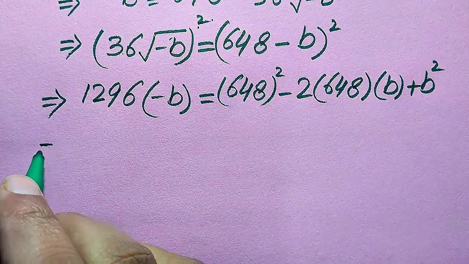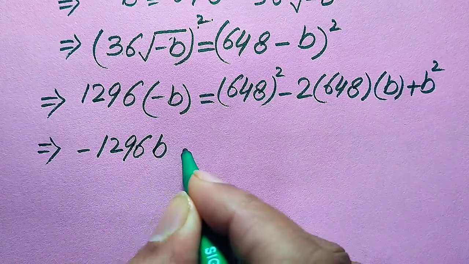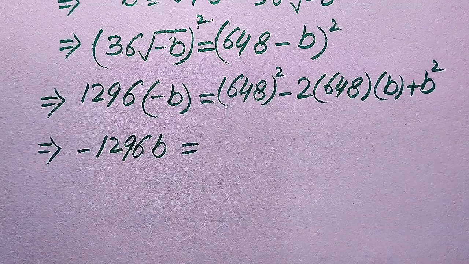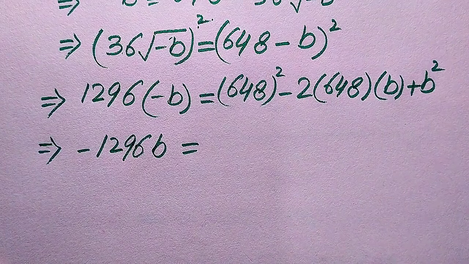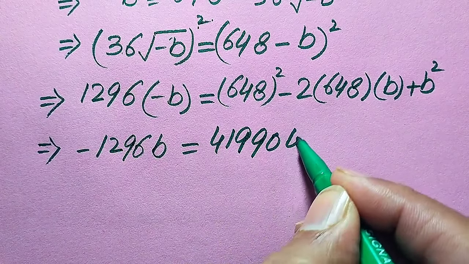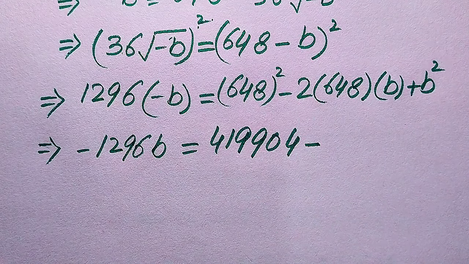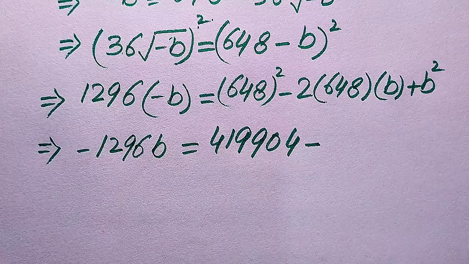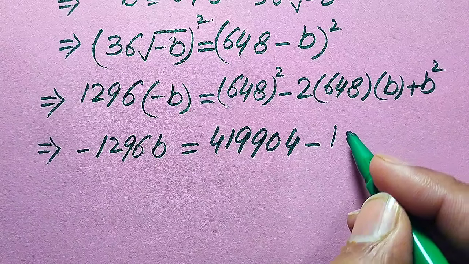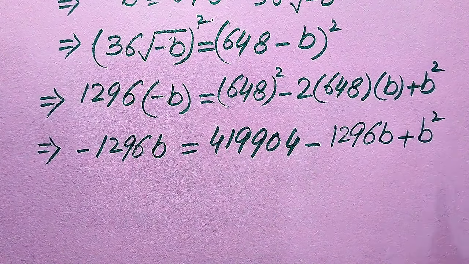And further in the next step, we need more simplifications, and it will become, this is 1296 times of b is equal to, here we just apply the square on 648, and we know that 648 square is equal to 419904 minus, here we multiply 2 times of 648. So 2 times 648 becomes 1296b, and this is our plus b square.